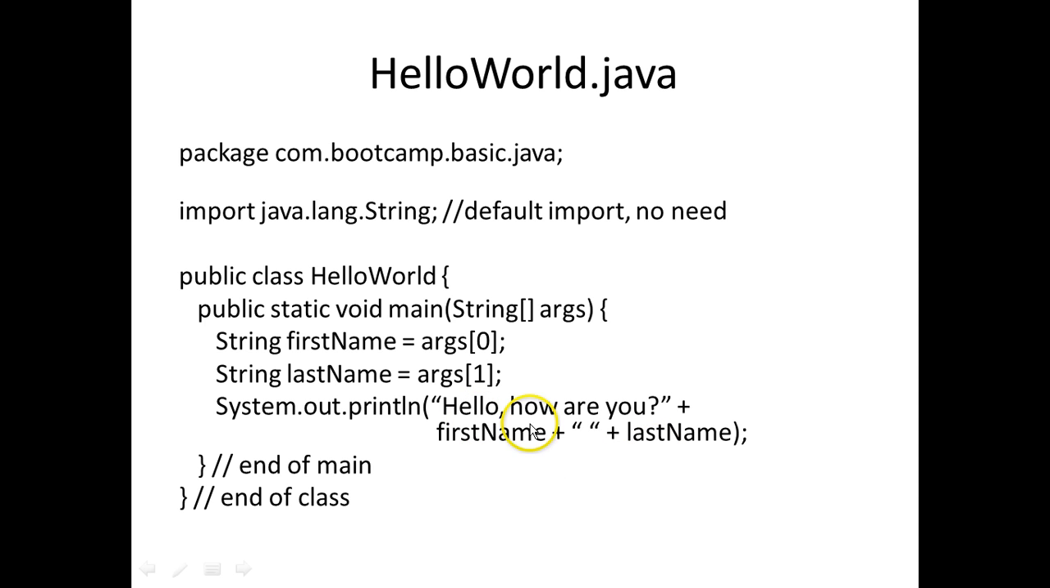Okay, and every method starts with an opening brace and ends with a closing brace, and this is a comment here which says end of main. Comments are never compiled, they are ignored. So anything after slash slash to the end of the line will be ignored. And this one denotes the end of the class definition, which starts from here and ends here. And again, this is a comment which says end of class.